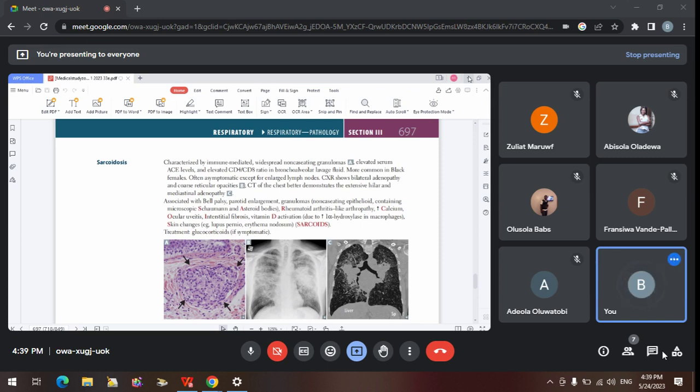And what else can they have? Oh, then we go to the joint. They can have rheumatoid arthritis-like arthropathy, the lungs, interstitial fibrosis, then the lab picture, elevated calcium because of increased vitamin D production. Then the rash, lupus pernio, erythema nodosum. So that's essentially what you have in the lab: elevated calcium, elevated ACE enzyme. Then if you do a bronchoalveolar lavage, you are going to find an increase in the ratio of CD4 cells to CD8 cells. So on your chest X-ray, you are going to see coarse reticular opacity, then bilateral adenopathy.